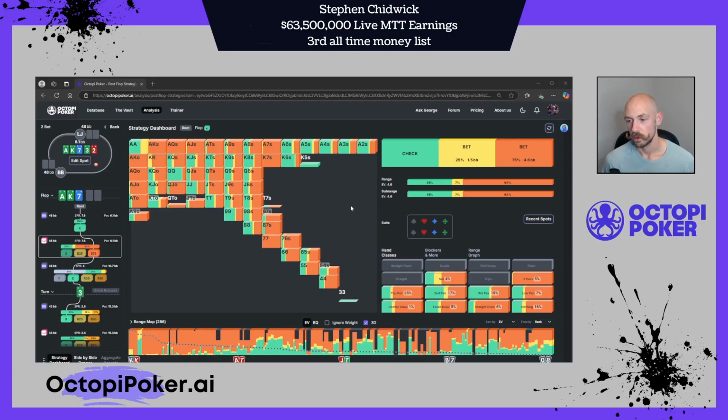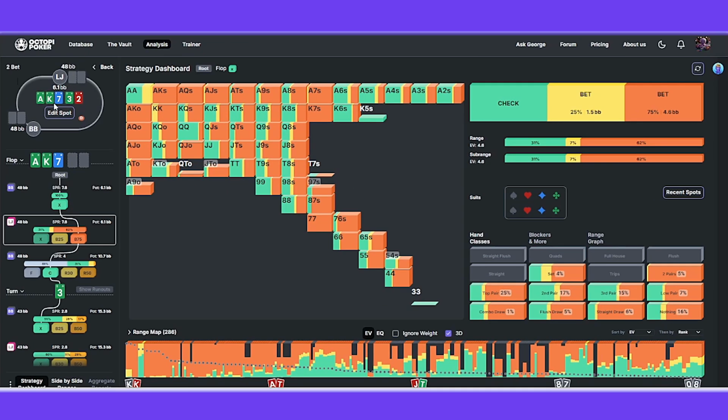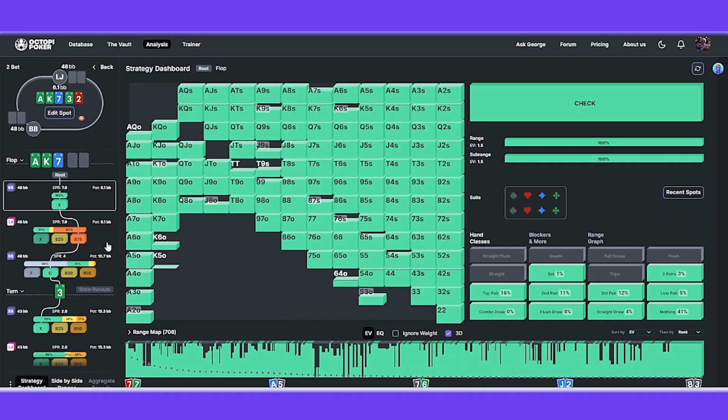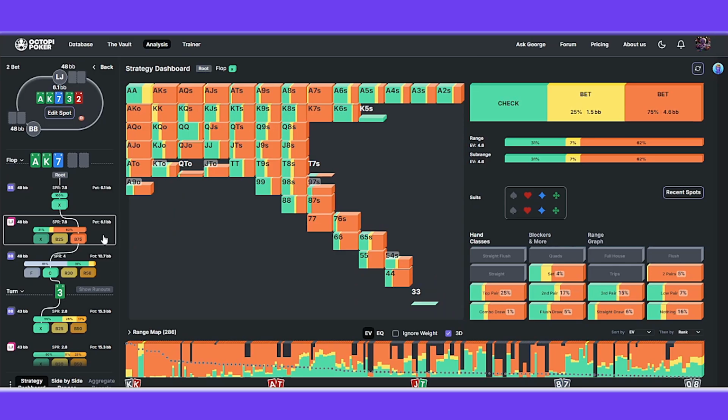To illustrate how you might do that, I pulled up a spot here. It's Ace King 7, low jack against the big blind, single raised pot. So big blind checks its whole range. I think everyone's pretty familiar with this being a bad flop for the big blind, good flop for the low jack. So you can see here that the solver really likes a bigger sized c-bet and checks quite a bit on the flop.